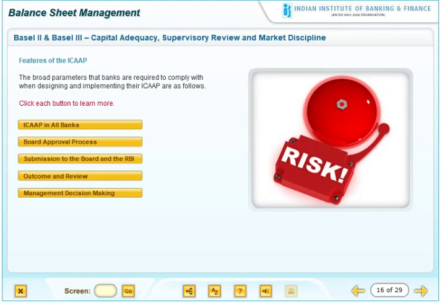The broad parameters that banks are required to comply with when designing and implementing their ICAAP are as follows. Click each button to learn more.